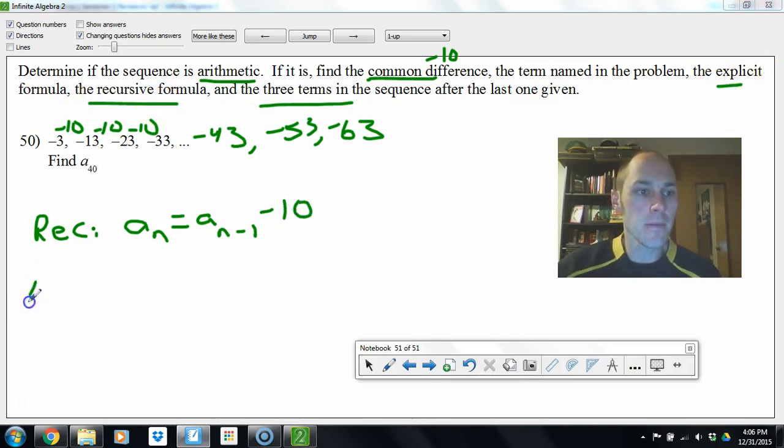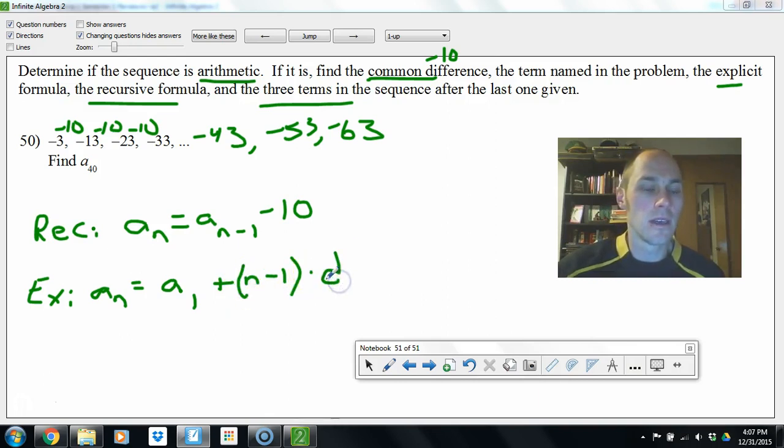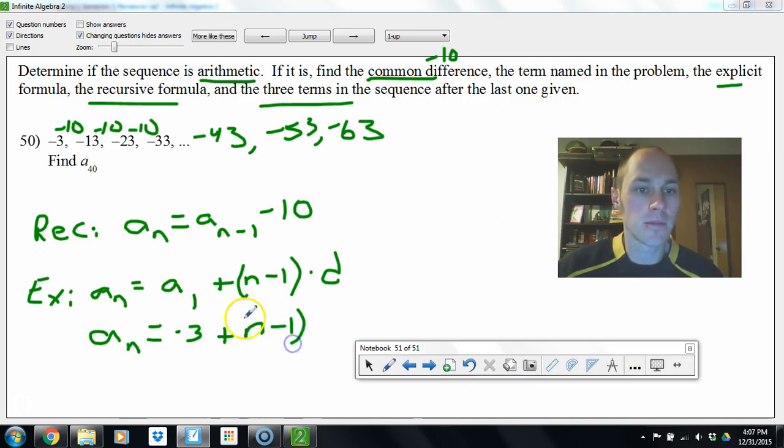Explicit, that one, the nth term, is equal to, well, my first term plus n minus 1 times my common difference. So my nth term will be equal to my first term, which is negative 3, plus n minus 1 times my difference. My difference is negative 10.